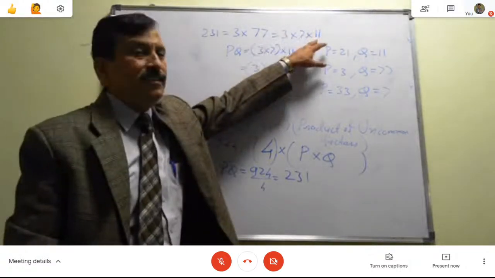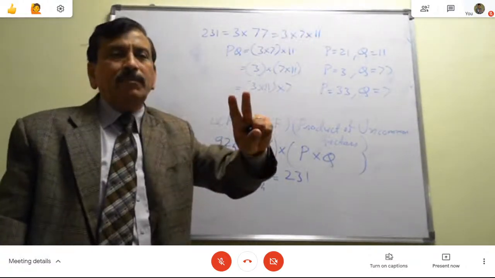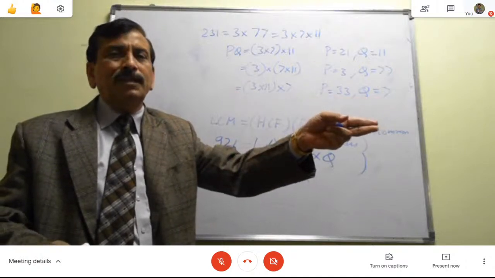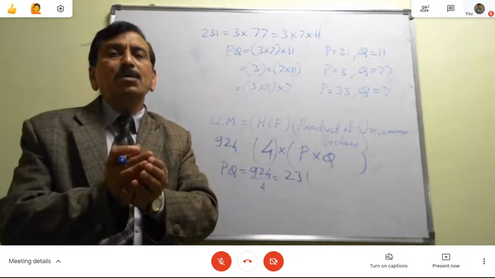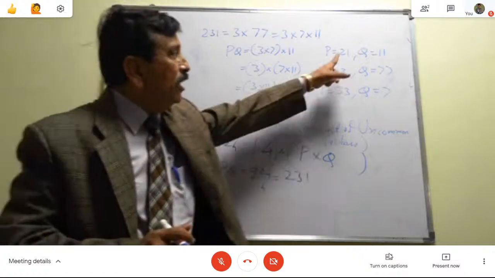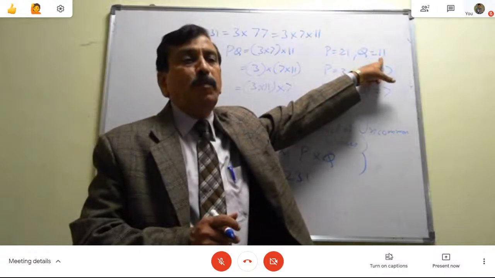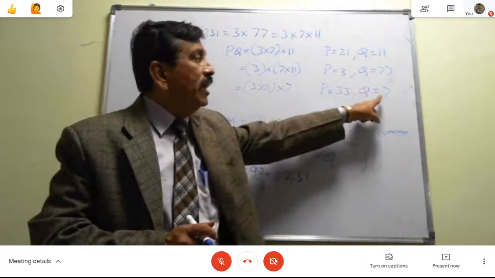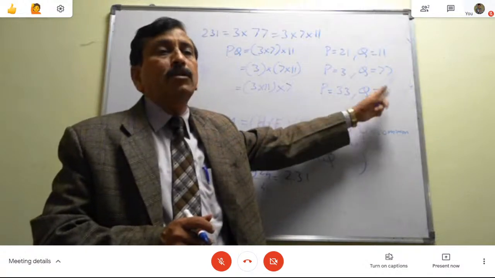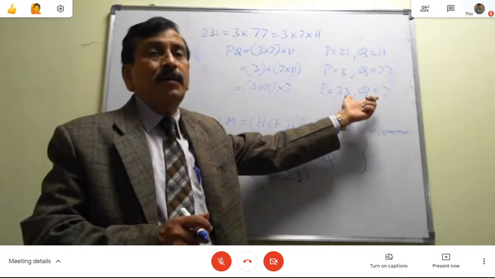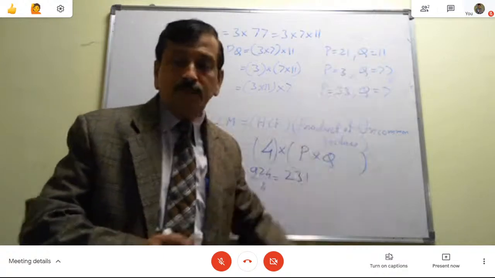Out of 3 factors, we have to take 2 at a time for P and the remaining for Q. Means one of the numbers out of P and Q will be the product of 2 numbers. So we are getting this. So typically 21, 11 is a pair of co-primes. 3 and 77 is a pair of co-primes. 33 and 7 is a pair of co-primes. So they don't have anything in common. So they can qualify themselves as values of P and Q.